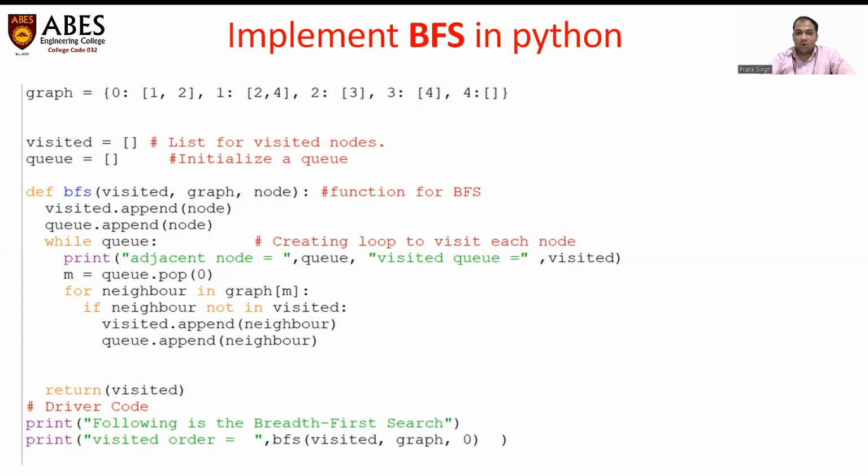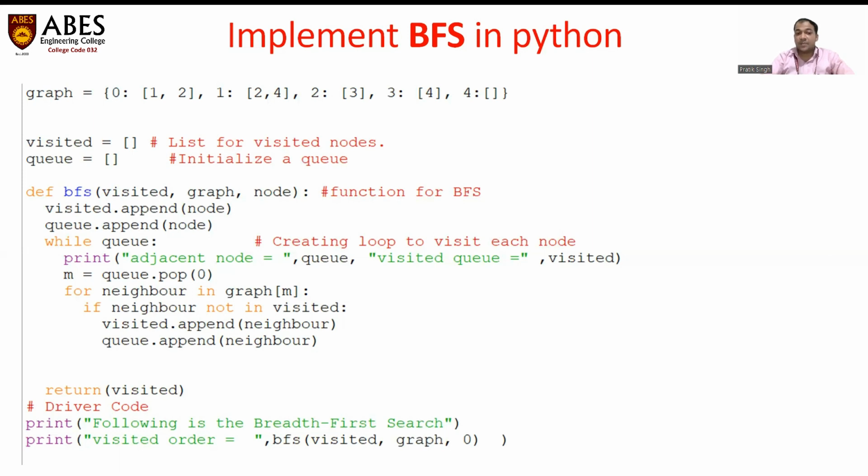They are the two empty lists that are used in our example. So we create a function that is called BFS. What arguments are passed? There are three arguments, or three parameters, passed: visited, graph, and node.